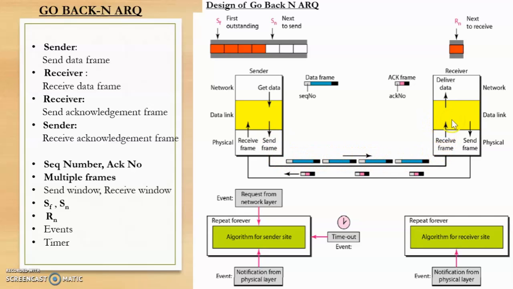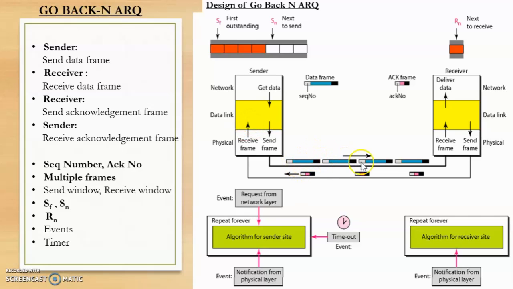Then at the receiver side, the data link layer will receive the frame from the physical layer. Then the data link layer will extract the information from it and deliver the data to the network layer. After delivering, the data link layer will send an acknowledgement frame to the physical layer, and then the physical layer will send the frame over the transmission medium. Then at the sender side, the data link layer will receive the acknowledgement frame from the physical layer.